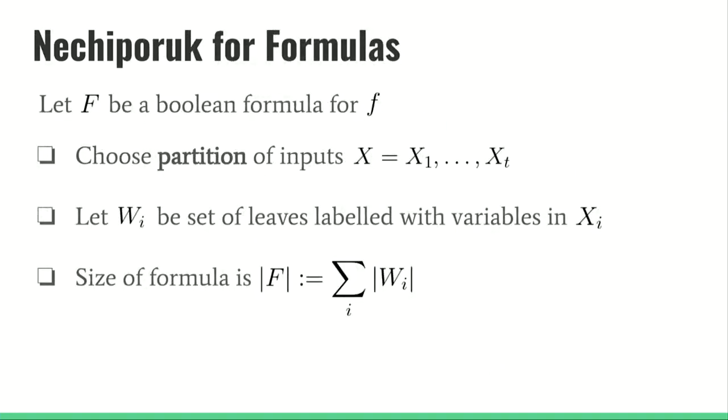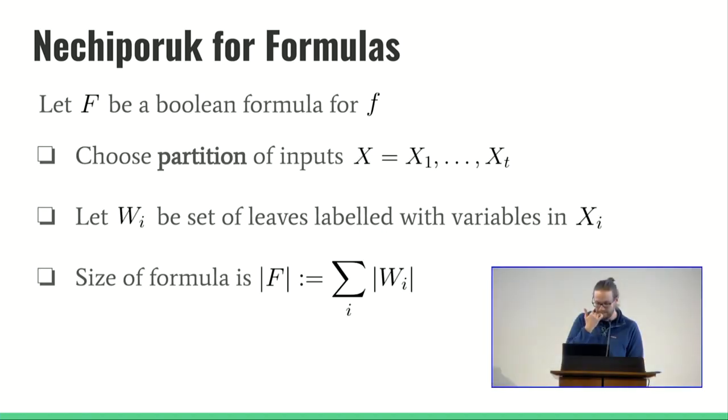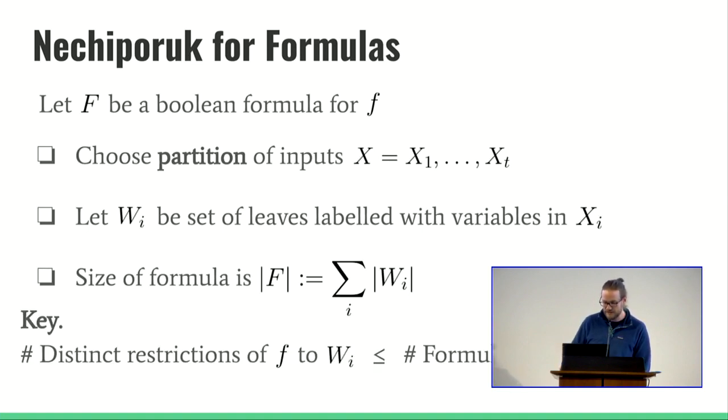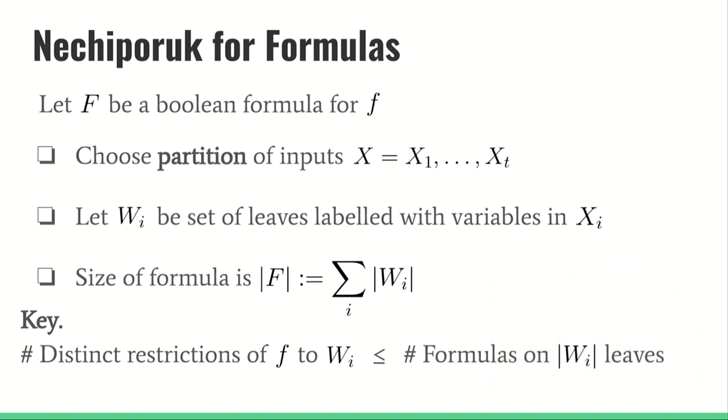Right? So the Nechiporuk method for formulas proceeds as follows. We're going to choose a partition of the inputs. We'll take the set of leaves, which correspond to the variables, and the size of the formula will just be the sum over these subsets. And the main thing we're going to do is compare the number of subfunctions that you can obtain by restricting the function to the number of formulas that you get on this restricted set of leaves. With the element distinctness function, it turns out we can get a lower bound on the number of distinct functions you can get by restrictions. And the number of formulas on W of I leaves is clearly pretty good. It's like 2 to the order of W of I.